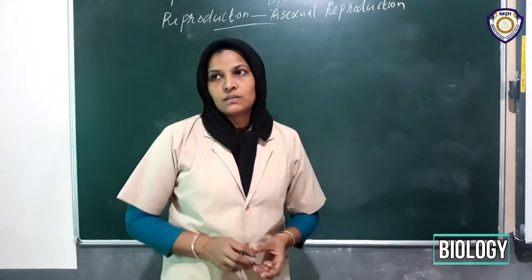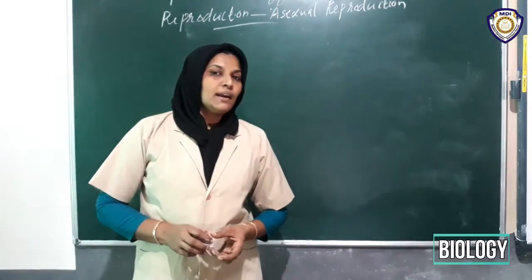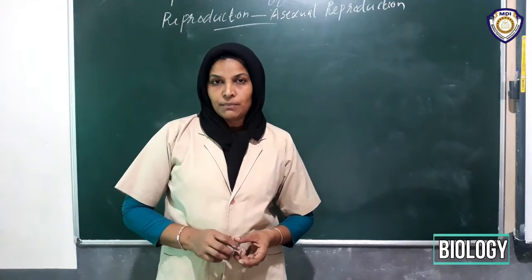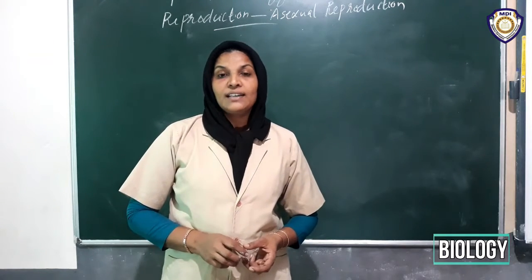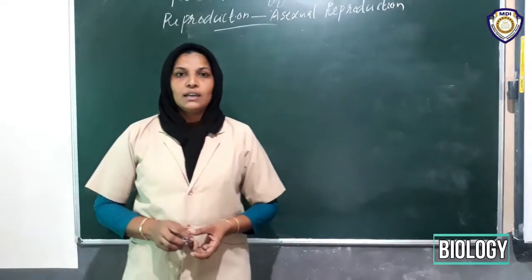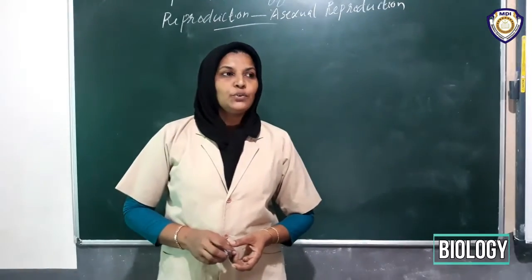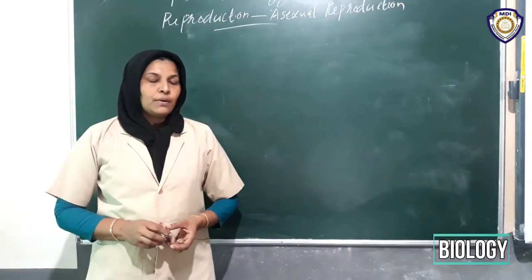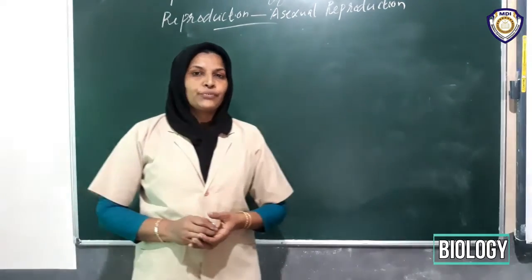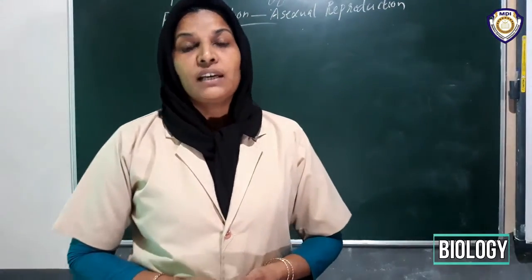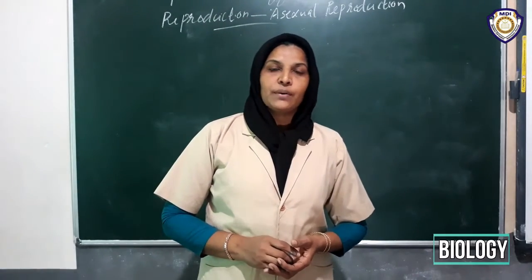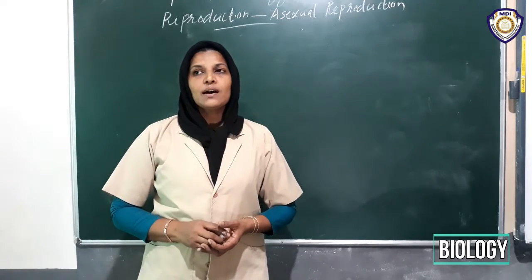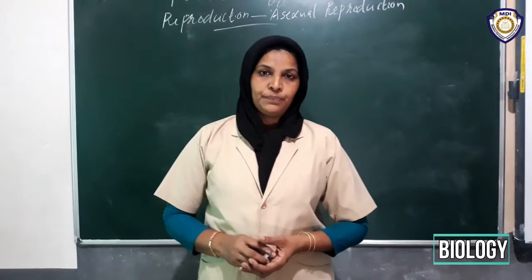Do you know the differences between budding in yeast and in hydra? In hydra, the buds are developed from the lateral sides of the body. But in the case of yeast, a unicellular fungus, the buds are developed from the top part of its body. Then they form a chain. Then each is detached from its parent and develops into an adult. So here they multiply in number.